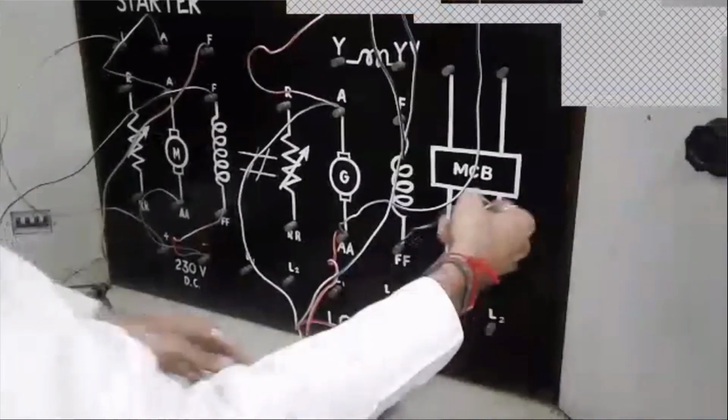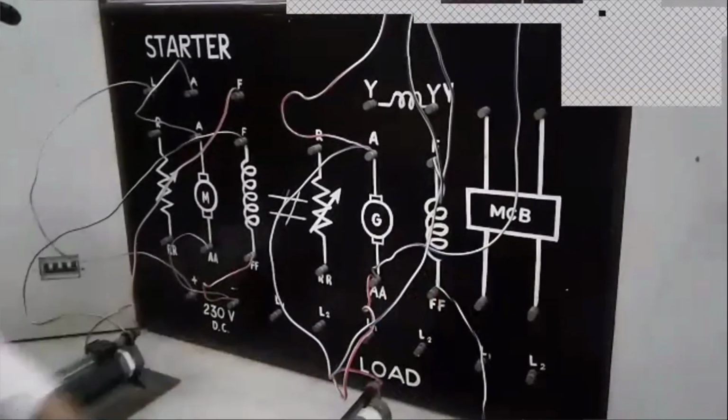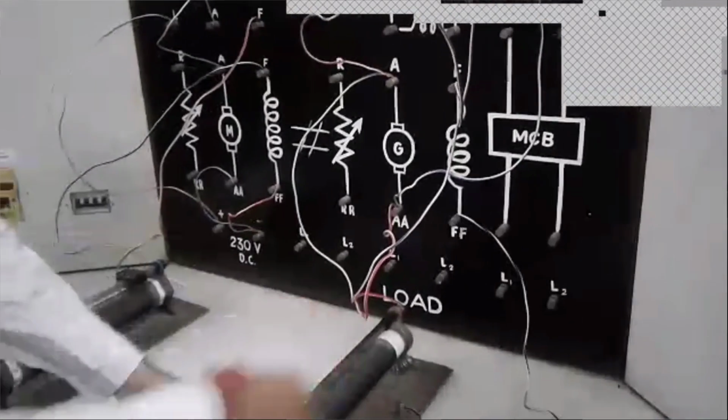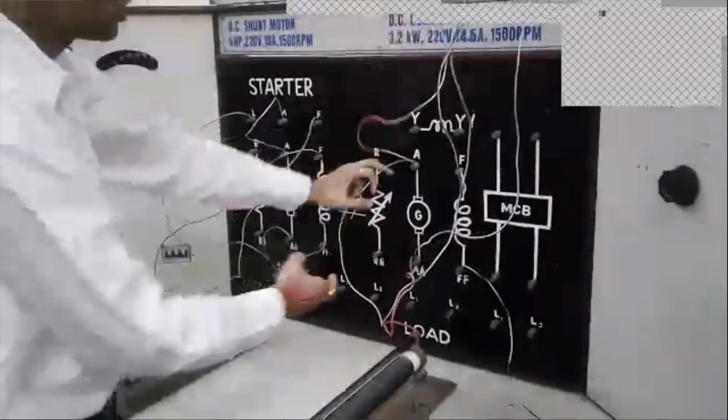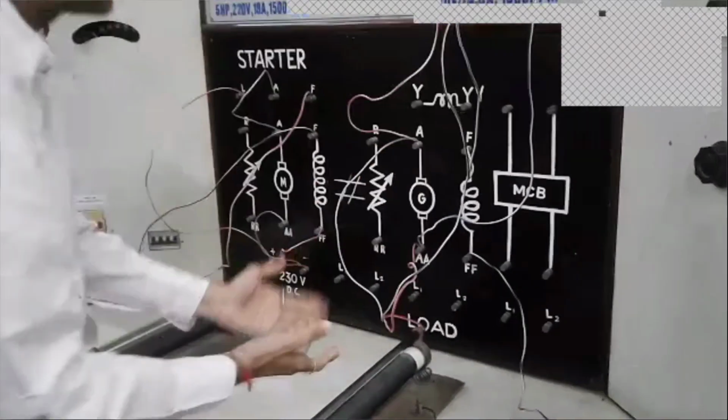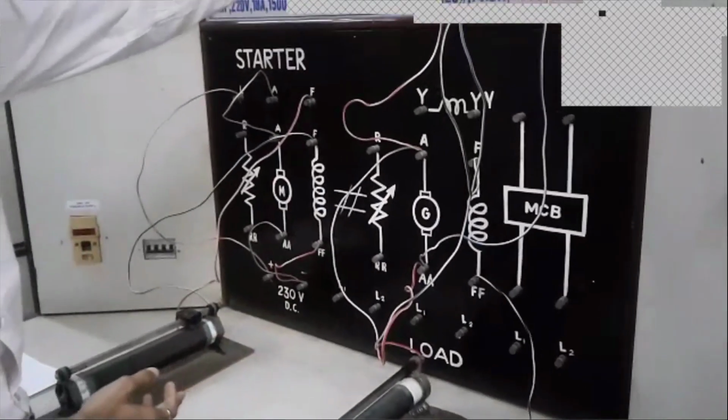And this negative terminal is connected with this rheostat. So we have to change the value of this rheostat, and we can change the generated voltage across this AA terminal, and we have to find out what the field current should be.